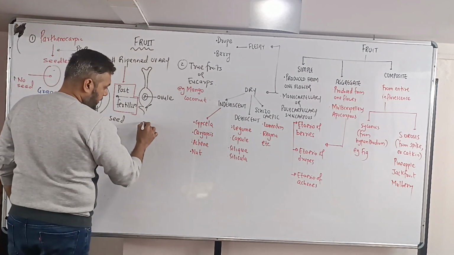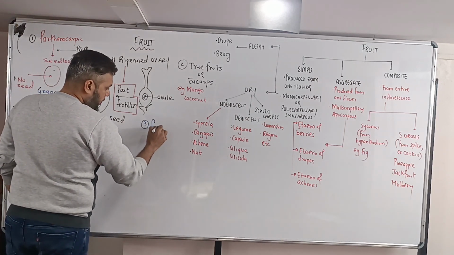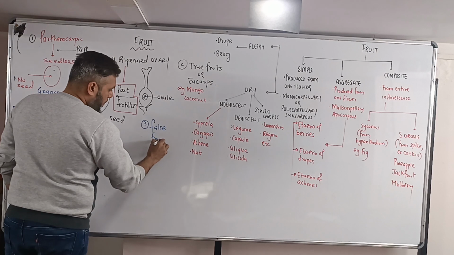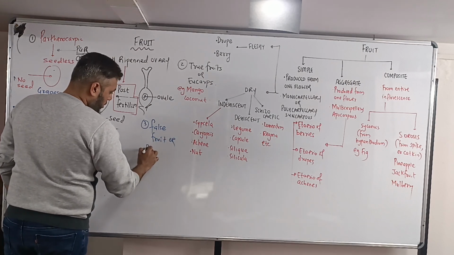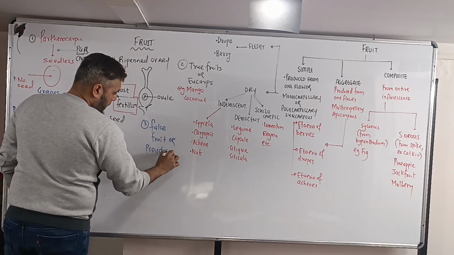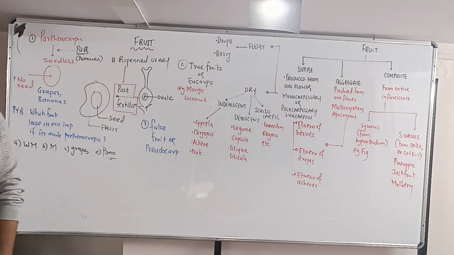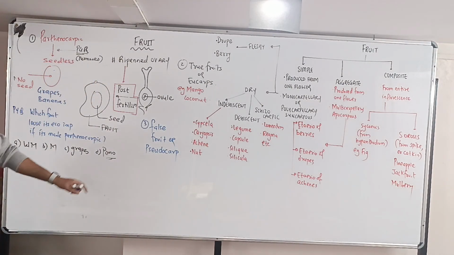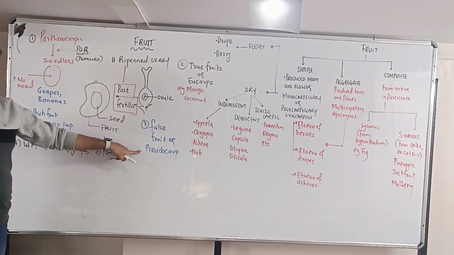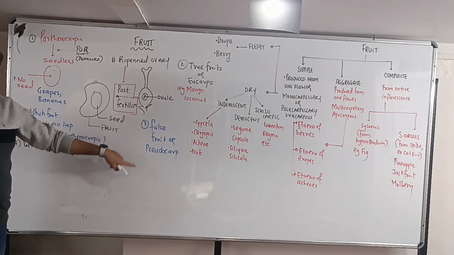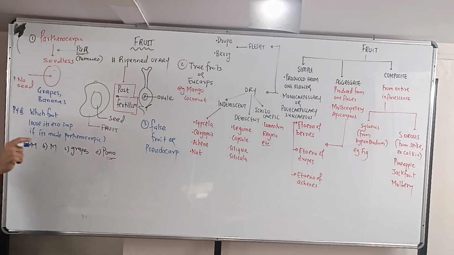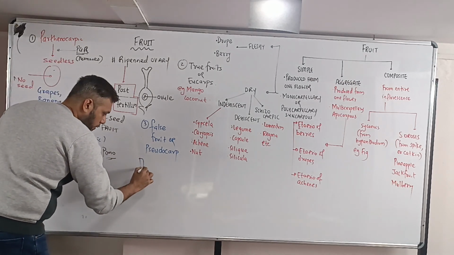Then there's a third type which is called a false fruit, or a pseudocarp. Pseudo means false. If the fruit develops from parts other than the ovary, this year's MCQ was based on this.